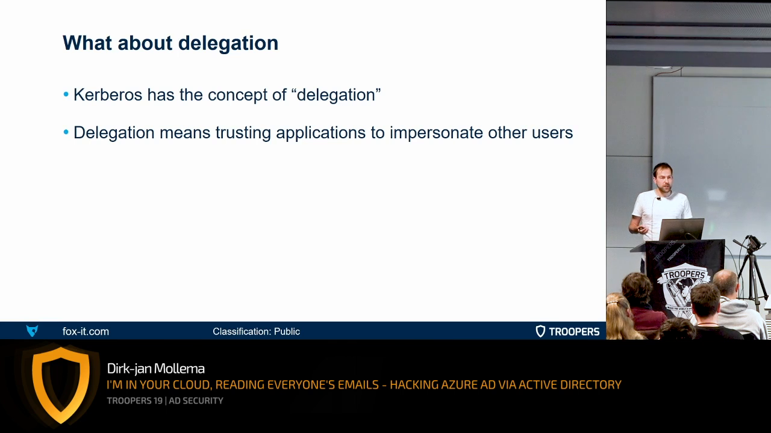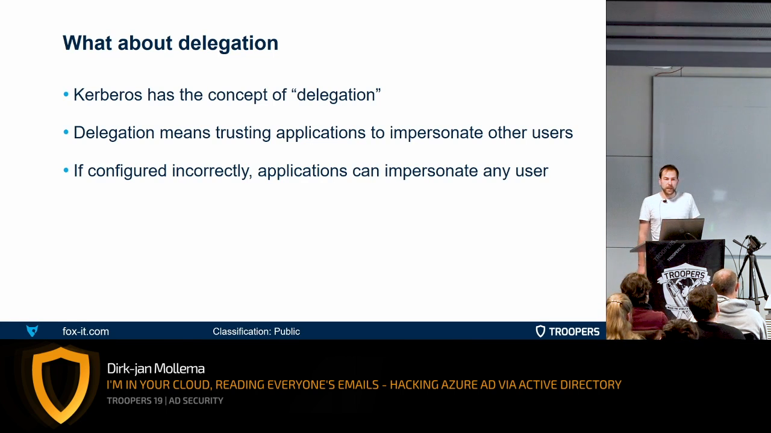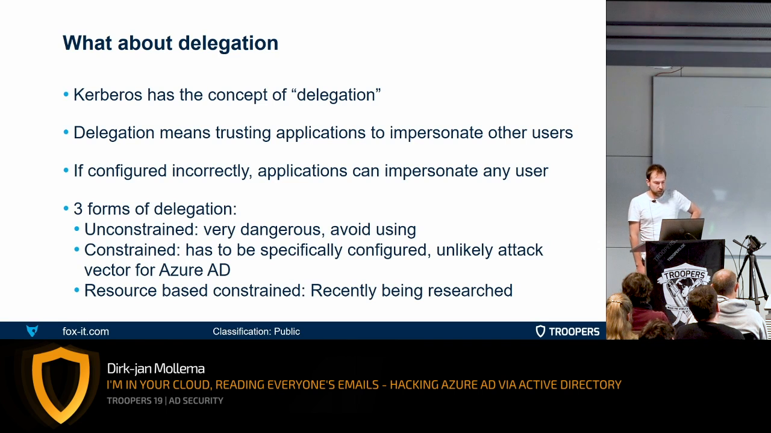The use case of this is if a user connects to me as an application and I want to authenticate to other systems in the network, I need some kind of permission to say, hey, I'm this user. If this is configured incorrectly, however, applications can impersonate any user and potentially escalate privileges. There are 3 forms of delegation, which I'll go over very shortly.